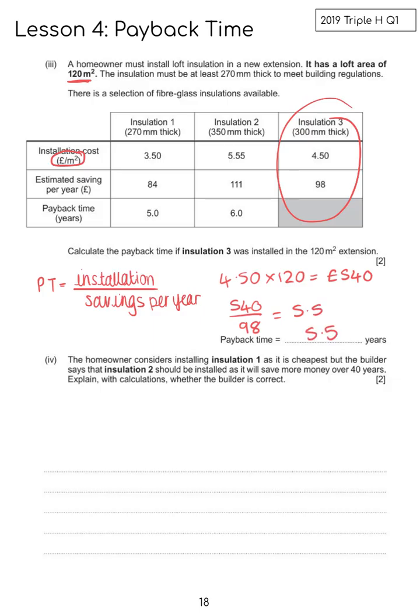So you get the mark for either saying 5.5, 5.51, or you could round it up to 6 years, but I wouldn't bother here.